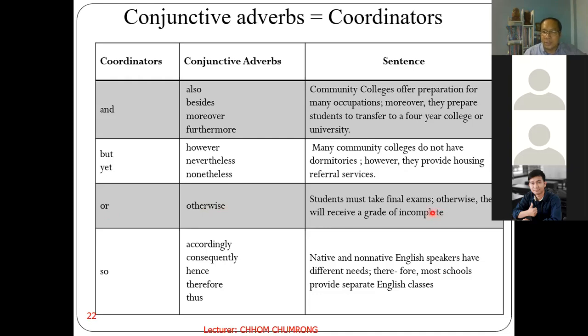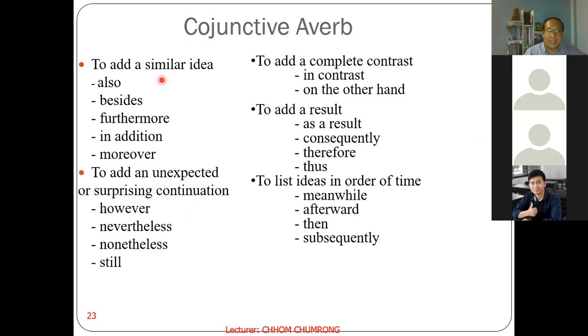Don't forget, we use them with a semicolon before and a comma after. You can see here, semicolon, comma, like however. This is how we make a compound sentence. To talk about the word so, which is a result, we use accordingly, consequently, hence, therefore, or thus. Remember, we need one semicolon and a comma. And to list ideas or time, we use meanwhile, afterward, then, subsequently, and so on.